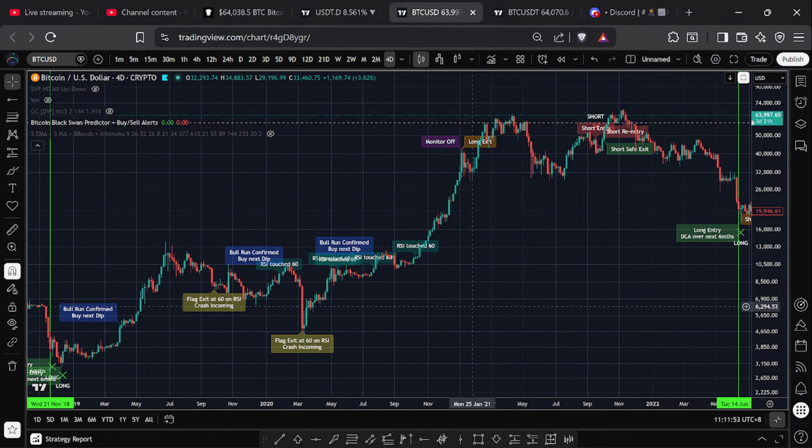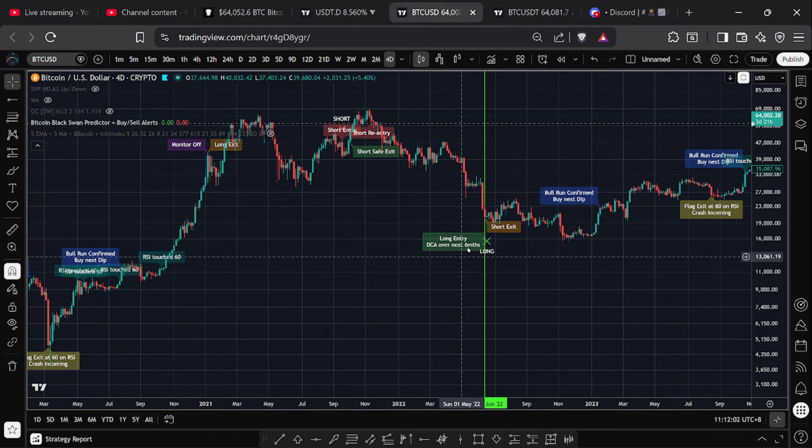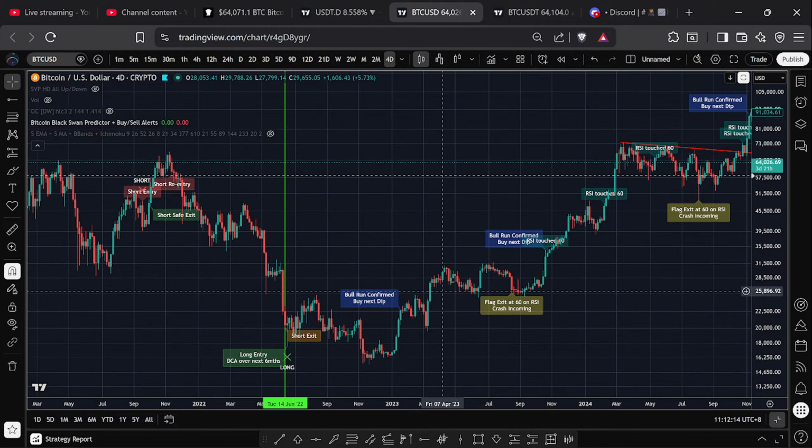Even here, look, bull run confirmed, buy next dip, and you would have bought this dip. COVID crash. And we look at the next one. You see this doesn't show anywhere else, right? Unless it's at the bottom. Then you had the FTX collapse. This comes up, means the bull run's about to begin. This confirms.